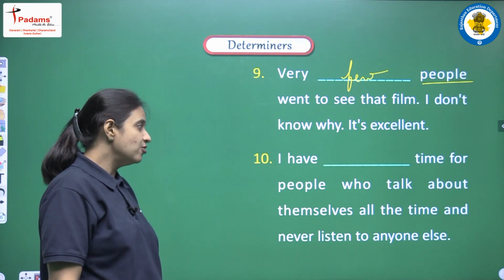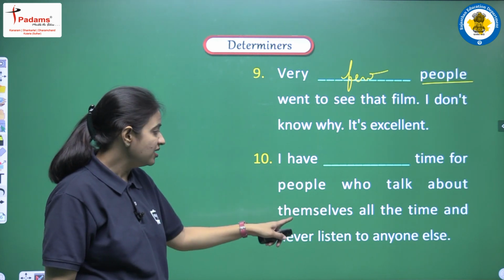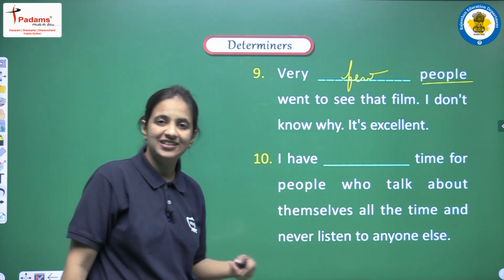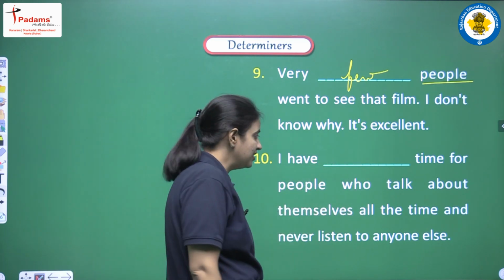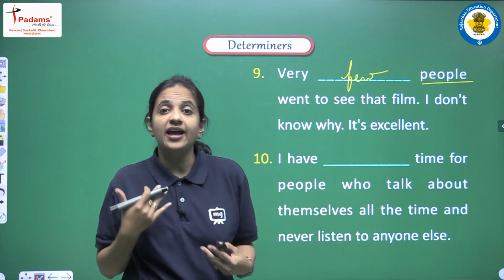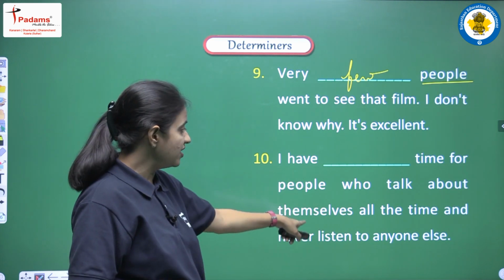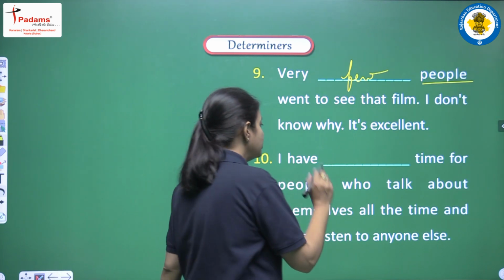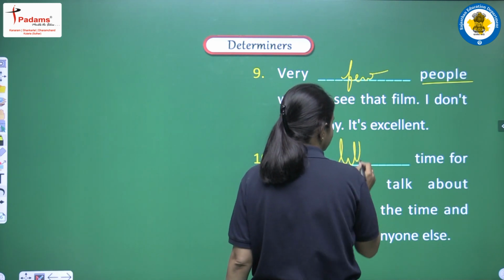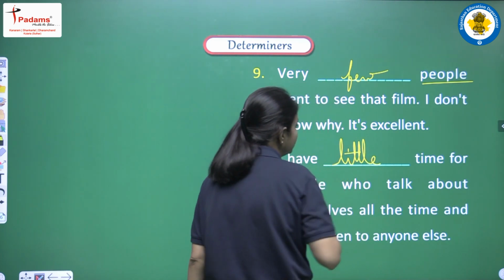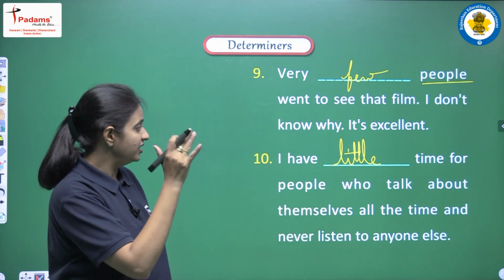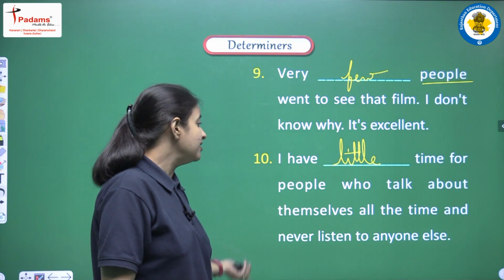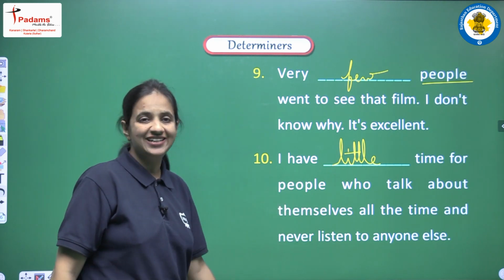Next is I have little time for people who talk about themselves all the time and never listen to anyone else. Time we are having, that is uncountable noun, and here we want to show negative meaning in the sentence because we are trying to say that actually we don't like such people. So here our answer will be little. And the complete sentence will be that I have little time for people who talk about themselves all the time and never listen to anyone else.